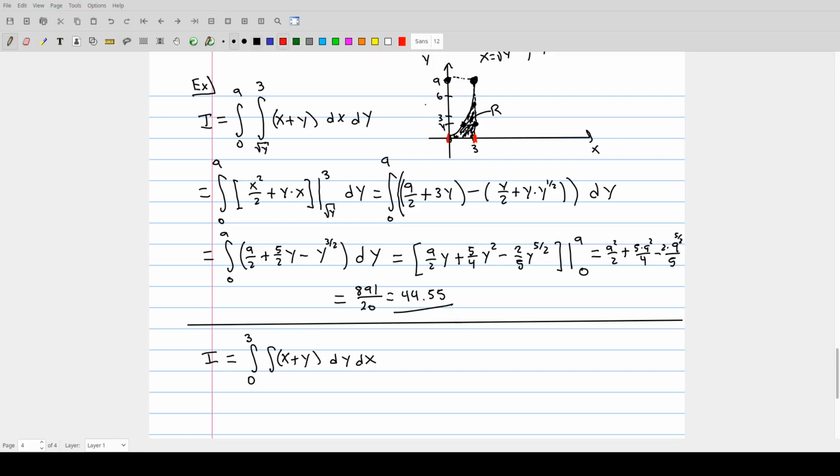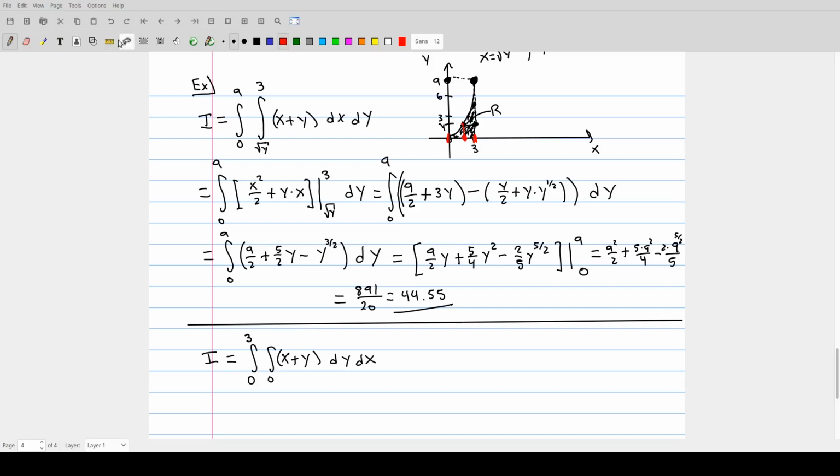And then as x goes from 0 to 3 in this region, the y value goes from a lower bound of right here, which is y equals 0. So our lower bound is just going to be y equals 0. And our upper bound is going to be not 9, but given by right here.